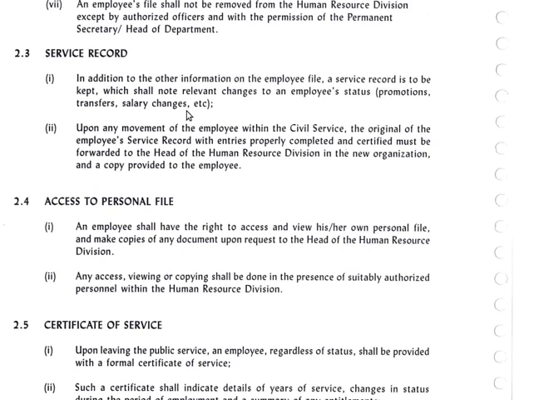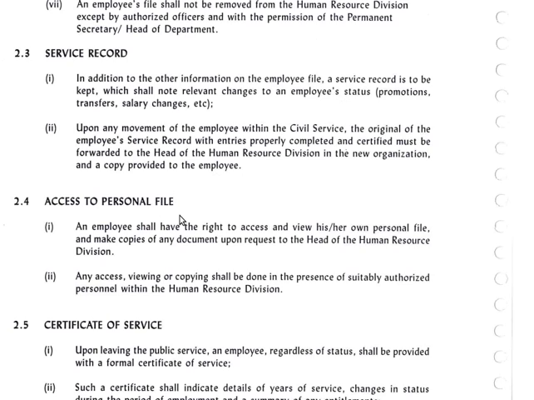Service record. In addition to any other information on the employee file, a service record is to be kept which shall note relevant changes to an employee's status, for example promotions, transfers, salary changes, etc. Upon any movement of the employee within the civil service, the original of the employee service record with entries properly completed and certified must be forwarded to the head of the Human Resource Division in the new organization and a copy provided to the employee.